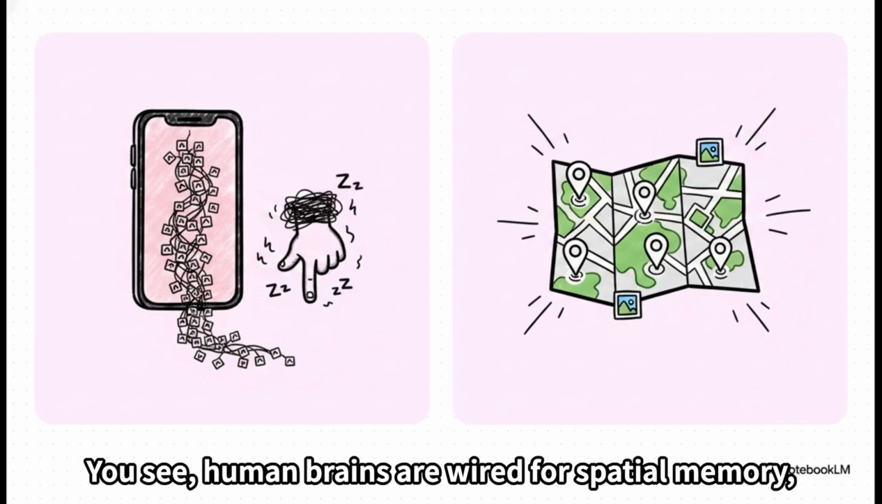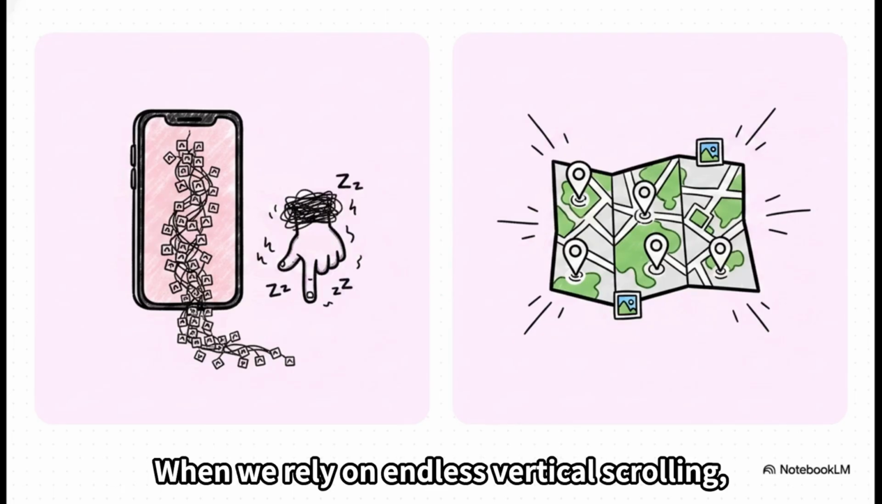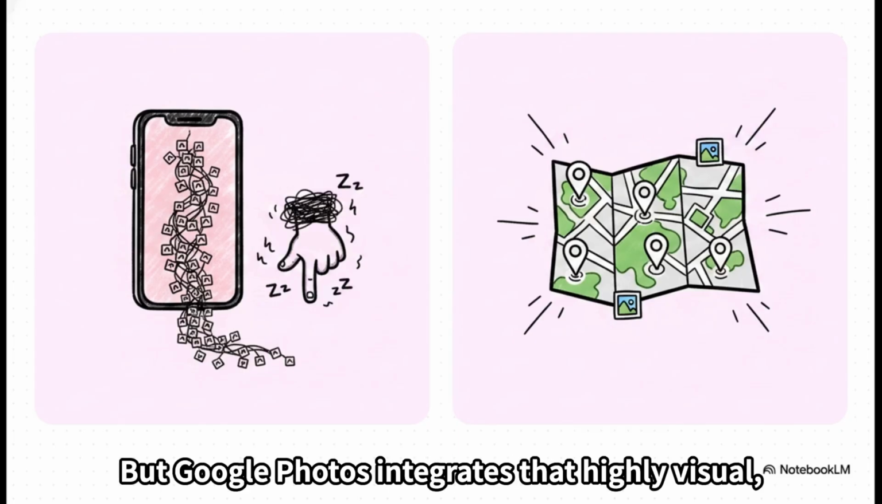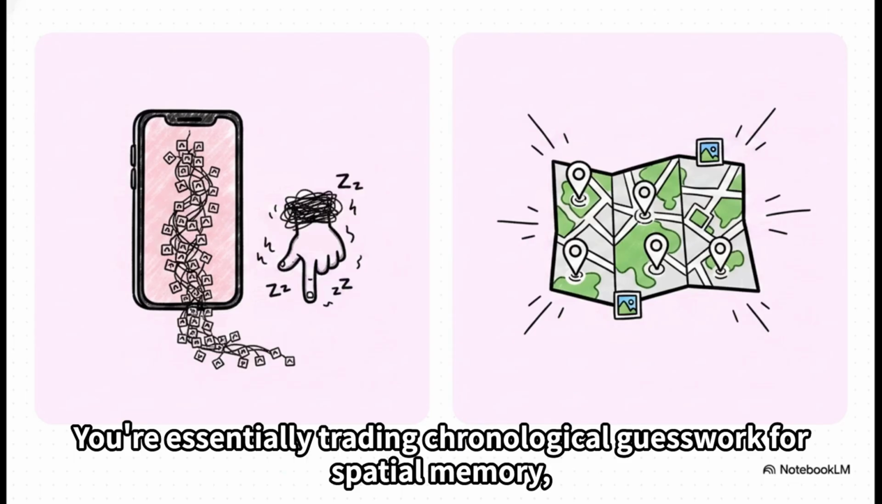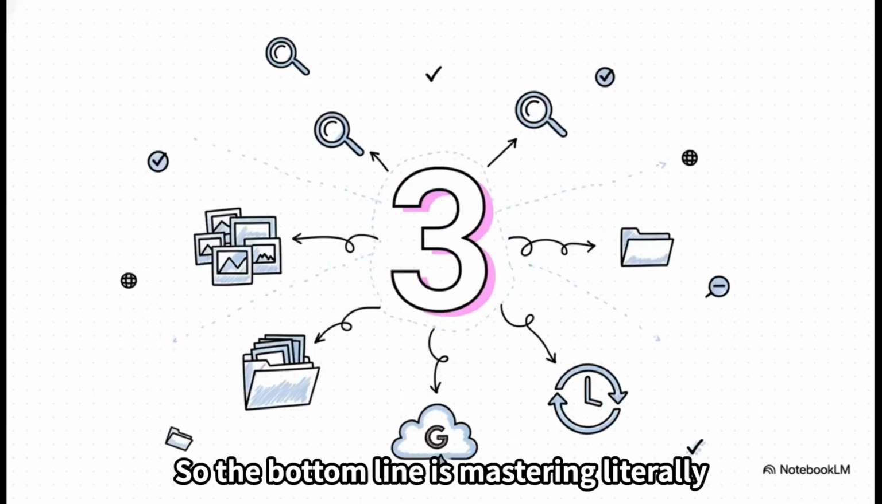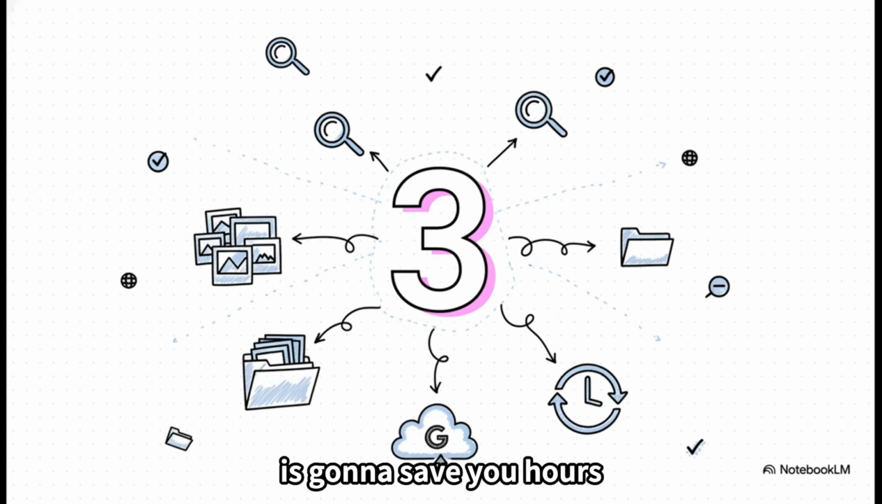You see, human brains are wired for spatial memory, not chronological timelines. When we rely on endless vertical scrolling, our memory just fails us. But Google Photos integrates that highly visual, super familiar Google Maps interface. You're essentially trading chronological guesswork for spatial memory, which makes way more sense for our brains. So the bottom line is mastering literally just these 3 simple techniques is going to save you hours of digital hoarding headaches. Let's break them down.